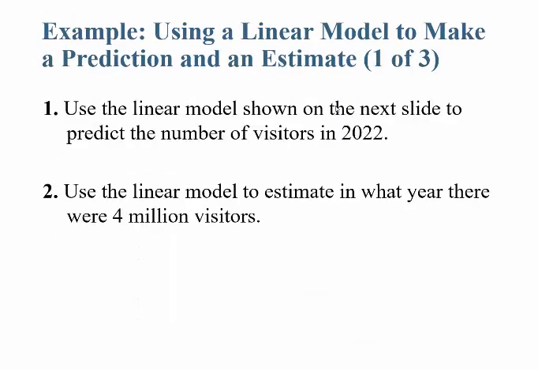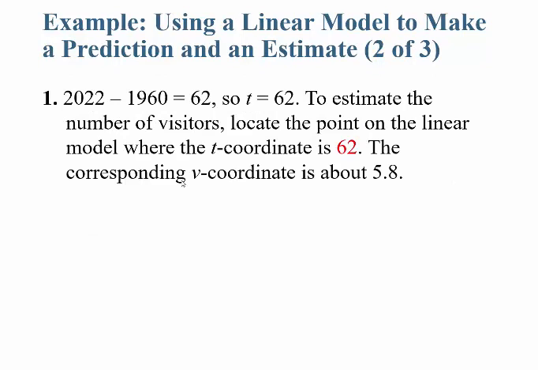So let's go back and do this one. Find out how many visitors there were in 2022. First off, remember how we defined the t variable? The t variable is years since 1960. Well, 2022 is 62 years from 1960, so our t variable is going to be 62. To estimate the number of visitors, locate the point on the linear model where the t coordinate is 62. Let's verify that the corresponding v coordinate is about 5.8.